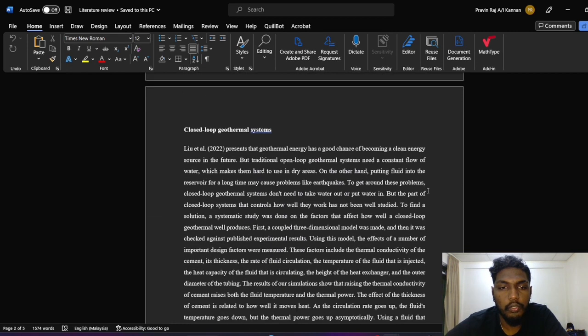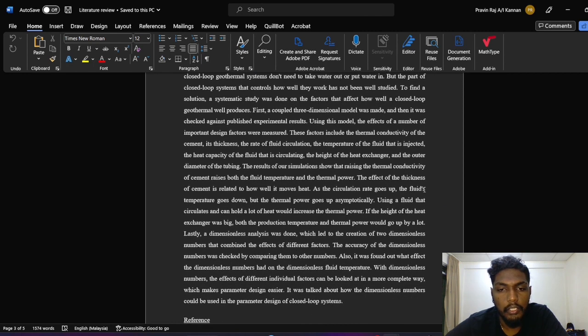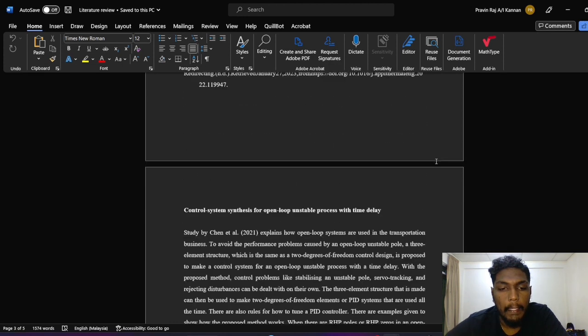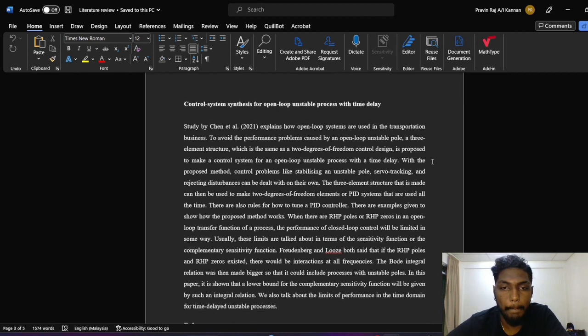The third one is the closed loop geothermal system. They also use the PID in the closed loop geothermal system. As the circulation rate goes up, the fluid temperature goes down, but the thermal power goes up accordingly.